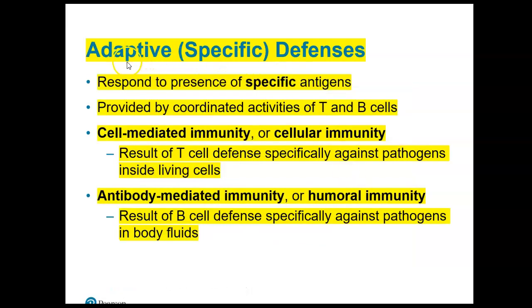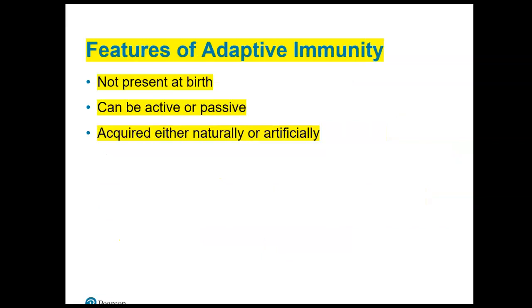All right. The adaptive or specific defenses respond to the presence of specific antigens. It's provided by the coordinated activities of T and B cells, or T and B lymphocytes. T cells are active in cell-mediated immunity, and B cells are responsible for antibody-mediated or humoral immunity. The features of adaptive immunity, number one, is that it's not present at birth. Once the child is born, the adaptive immunity begins to develop.